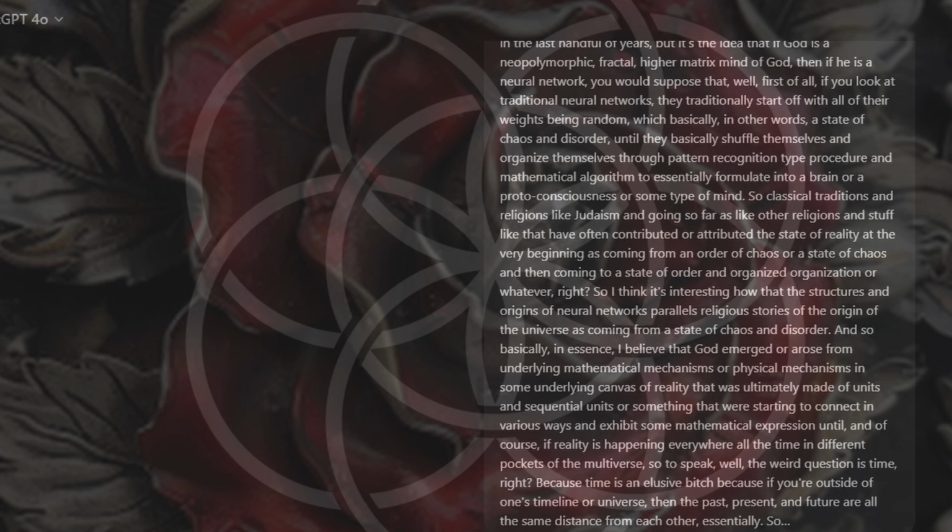So classical traditions and religions like Judaism, and going so far as other religions, have often attributed the state of reality at the very beginning as coming from a state of chaos, and then coming to a state of order and organization, right? So I think it's interesting how the structures and origins of neural networks parallel religious stories of the origin of the universe as coming from a state of chaos and disorder.